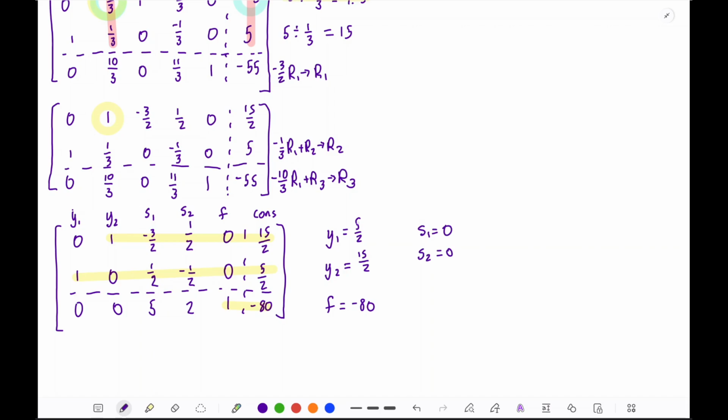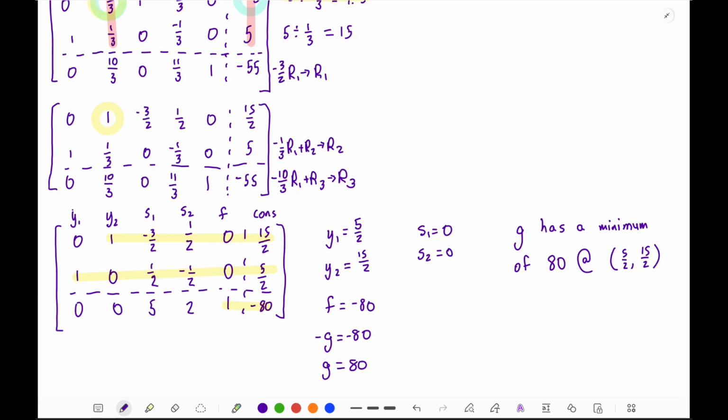Now don't forget, the point of this problem was to minimize G. What we've just done is maximize F. But F is negative G. So if negative G equals negative 80, that means G is positive 80. So G has a minimum of 80 at 5/2, 15/2. And that's how you do a minimization problem.